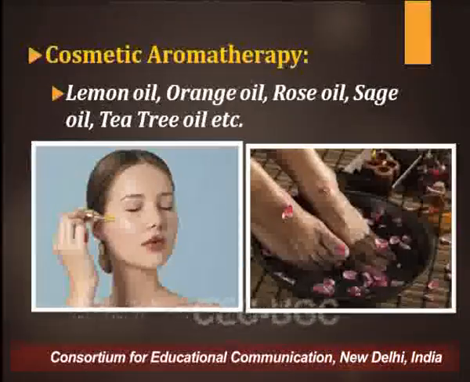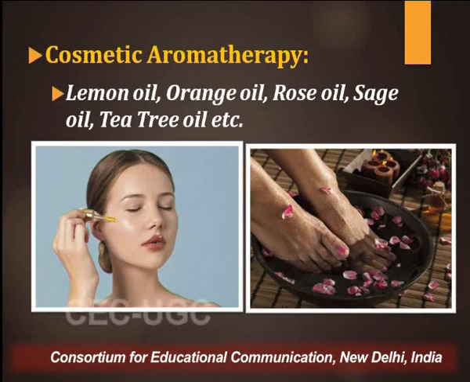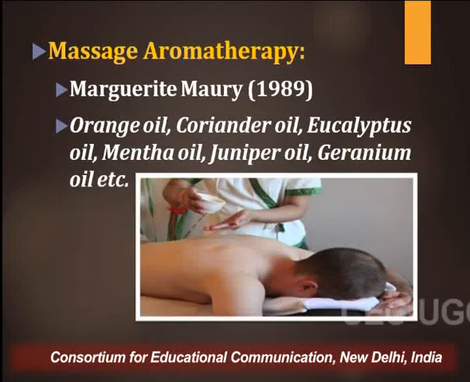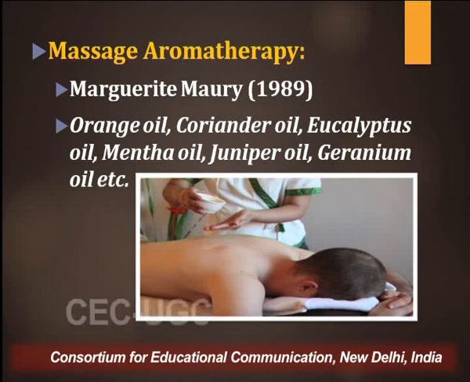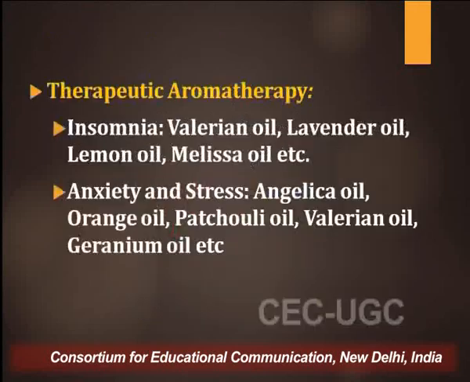Now coming on to cosmetic aromatherapy, as I told you, it is largely used for the nourishment of skin and hair. Various types of oils like lemon oil, orange, rose, sage, tea tree oils are largely used in cosmetic aromatherapy. Then we have massage aromatherapy. Moray in 1989 gave the concept of massage aromatherapy, where she tried to explore the benefits of the oil when they are absorbed through the dermal layer of our skin. And various oils like orange, coriander, eucalyptus, mentha, juniper, geranium, and so on and so forth, are used for the massage therapy in order to strengthen or relax the muscles.